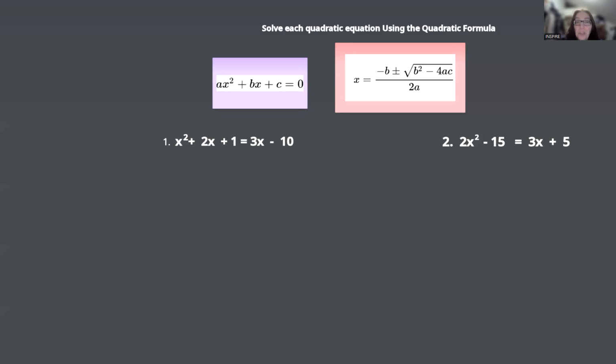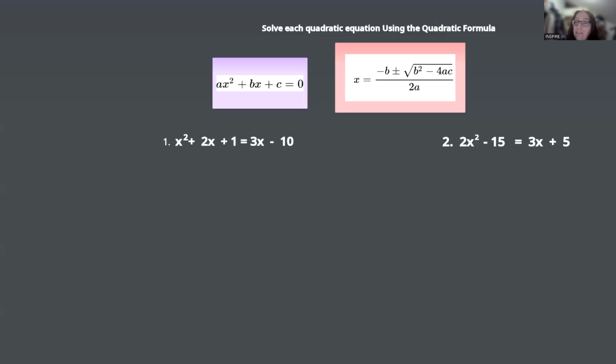So the first thing we need to do is have this equation equal 0. Before we can use the quadratic formula, our equation has to equal 0. We need ax squared plus bx plus c equals 0. All right, so that's the first thing we have to do.